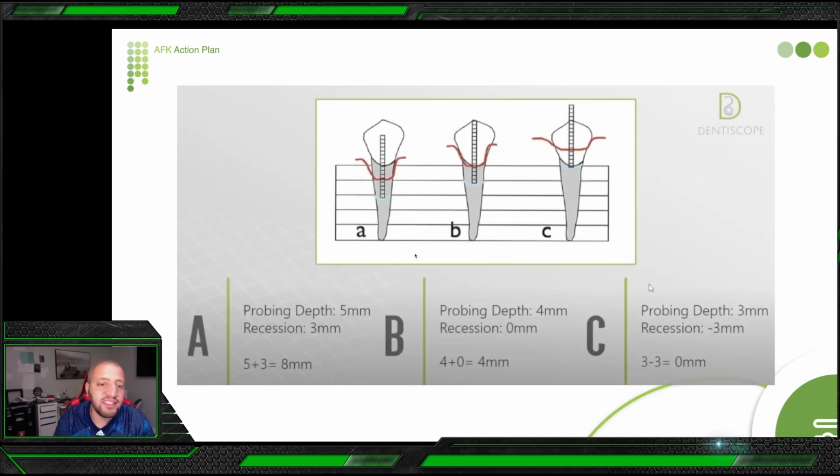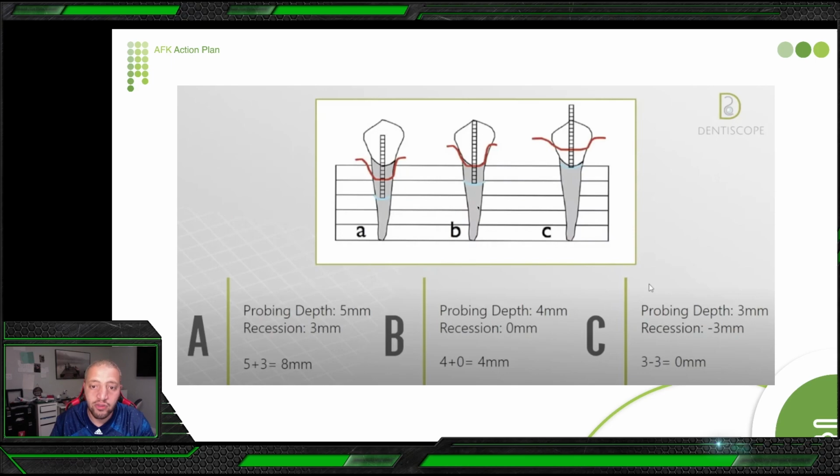So it's easy when you visualize it. It's easy when you go to the numbers. Here we have scenario A, where the gingival margin is apical to the cemento-enamel junction. The probing depth is 5, recession is 3, so the total will be 5 plus 3. And here in C, the probing depth is 3 and the recession is minus 3, as the gingiva is going up. So the total will be 0. Clinical attachment loss will be 0.